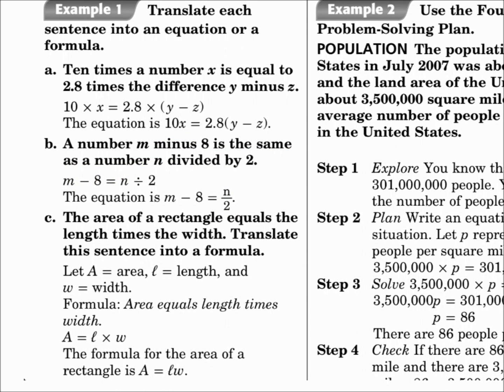C. The area of a rectangle equals the length times the width. Well, the area of a rectangle would be A for area. Equals is your equal sign. The length is L for length. Times is multiplying. And the width is W for width. And when you polish that up, A equals L times W.